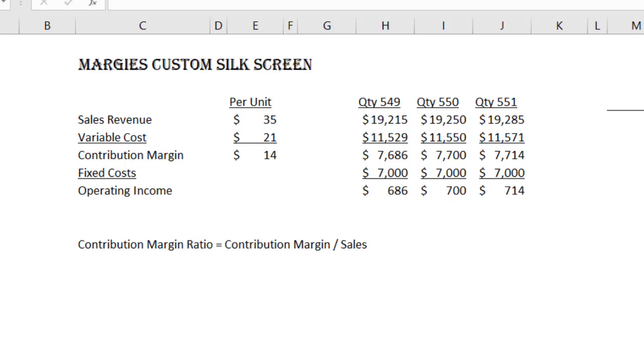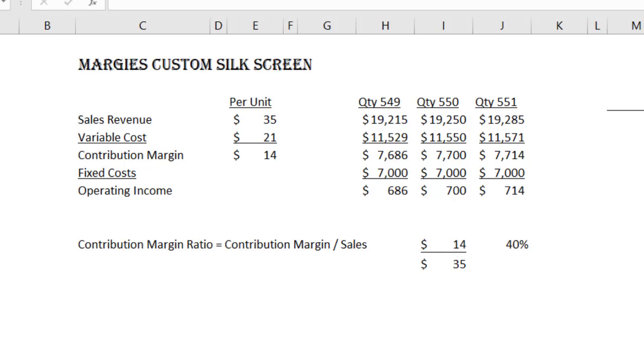One of the terms that we need to get familiar with is called the contribution margin ratio. The contribution margin ratio is the percentage of the contribution margin as compared to the sales. In other words, for every dollar in sales, how much is left over as a contribution margin. And you can get that by taking the contribution margin and dividing it by the sales. So notice, if you take the contribution margin of $14 and divide it by $35, you get 40%. So that's the contribution margin ratio.